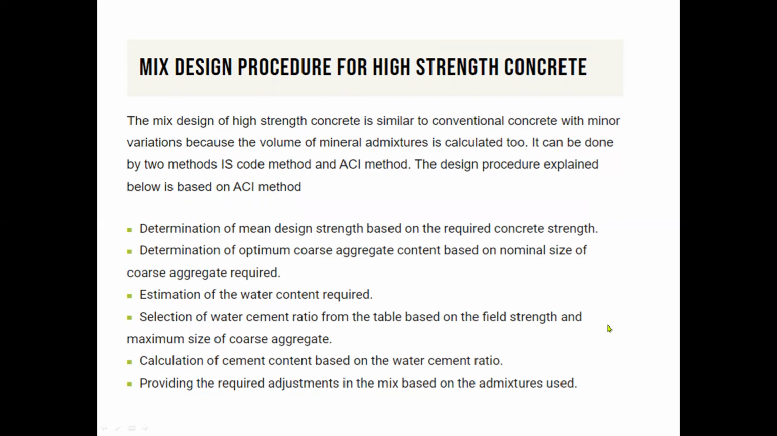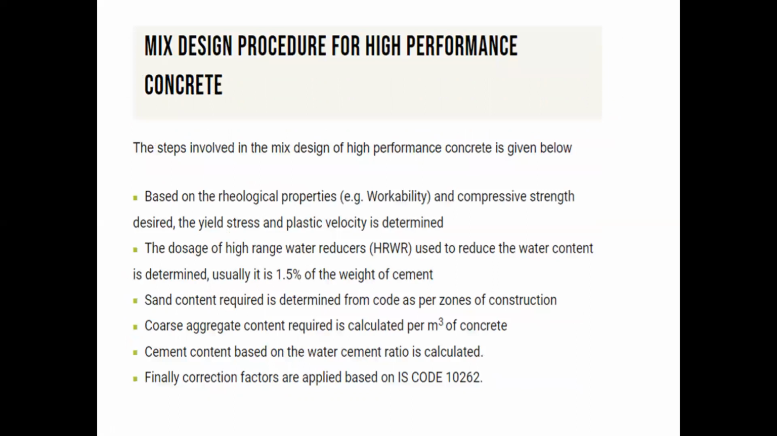First, we have to determine the mean design strength based on the required compressive strength or required concrete strength. Determination of optimum coarse aggregate content based on nominal size of coarse aggregate required. Estimation of the water content required. Selection of water cement ratio from the table based on the field strength and maximum size of coarse aggregate. Calculation of cement content based on the water cement ratio. And providing the required adjustments in the mix based on the admixtures used.